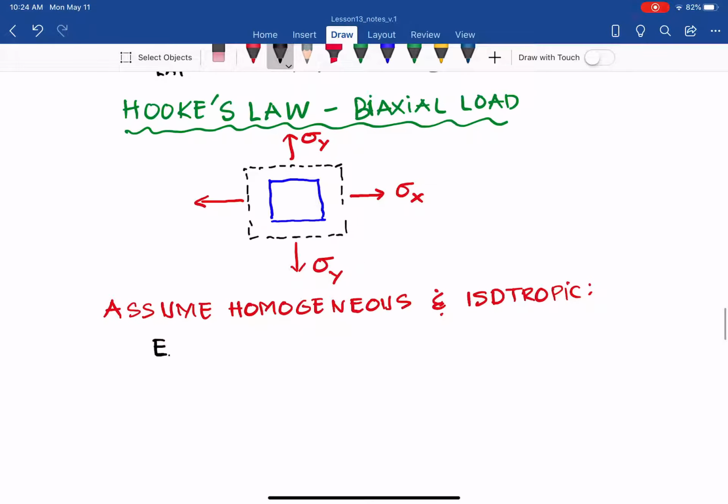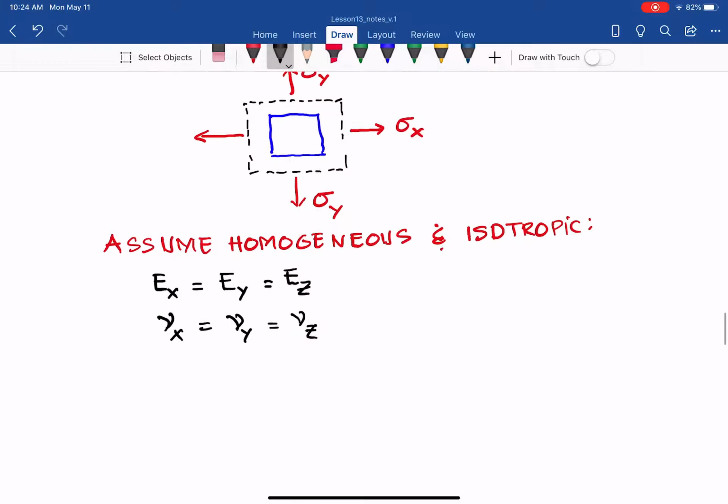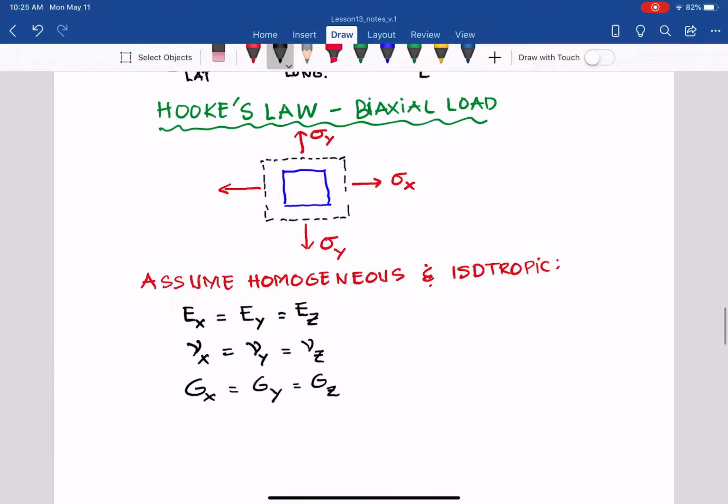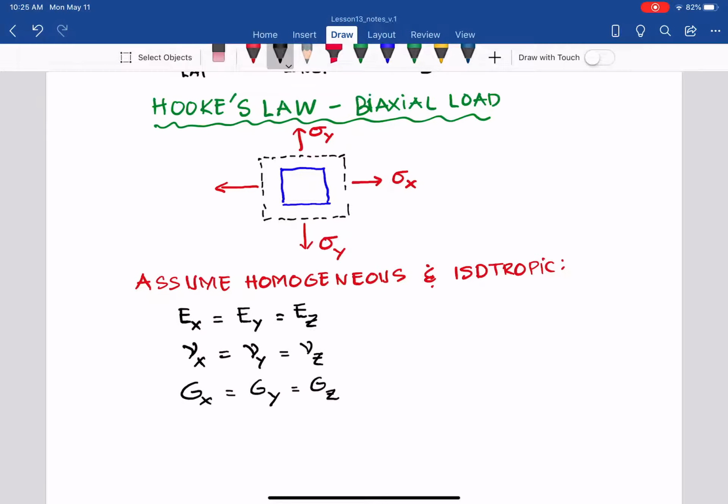And of course the Poisson ratio nu in any direction will be the same, x, y, and z. We also have the shear modulus, or modulus of rigidity, Gx equal to Gy equal to Gz. So all the directions should have the same material properties. With that, as you can see, we get Hooke's laws for the biaxial load.